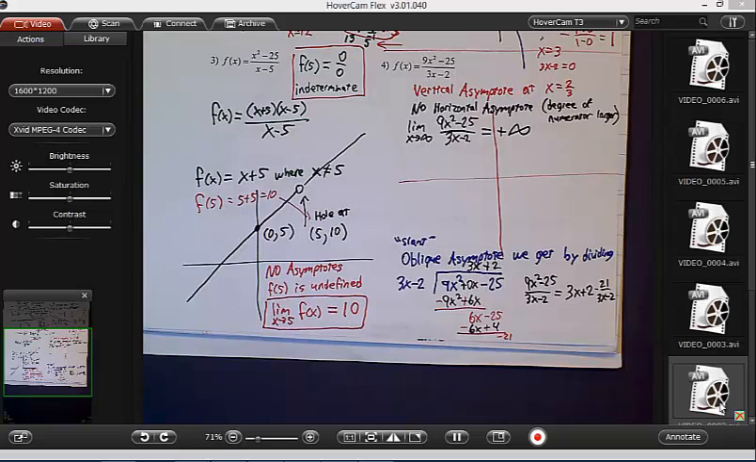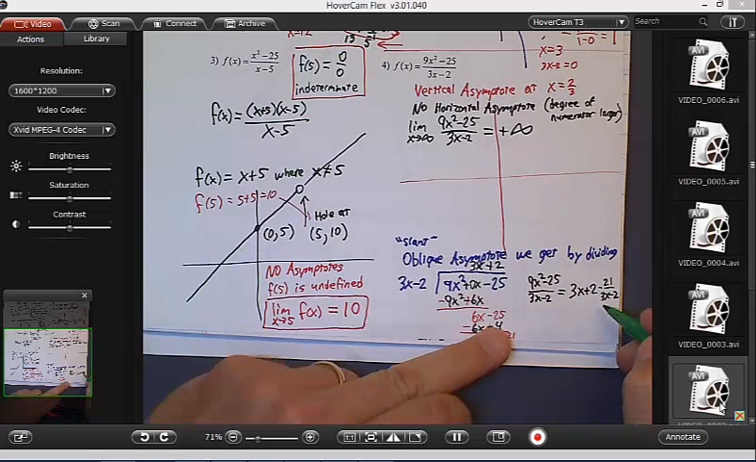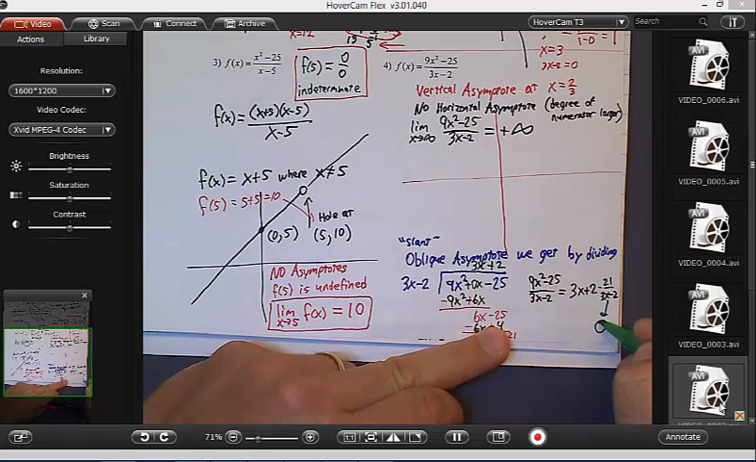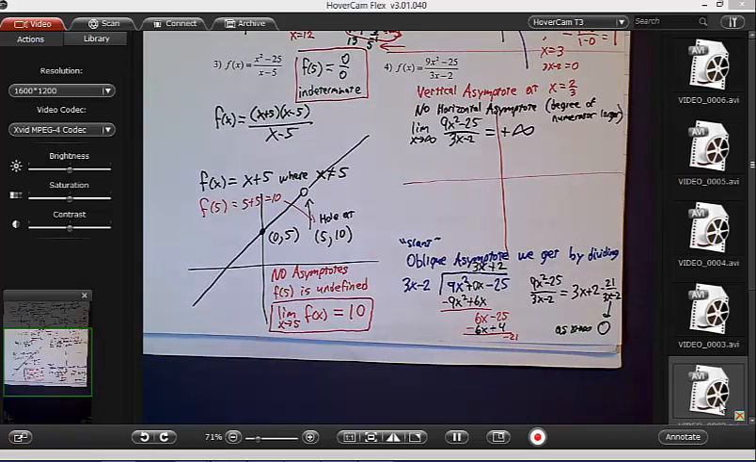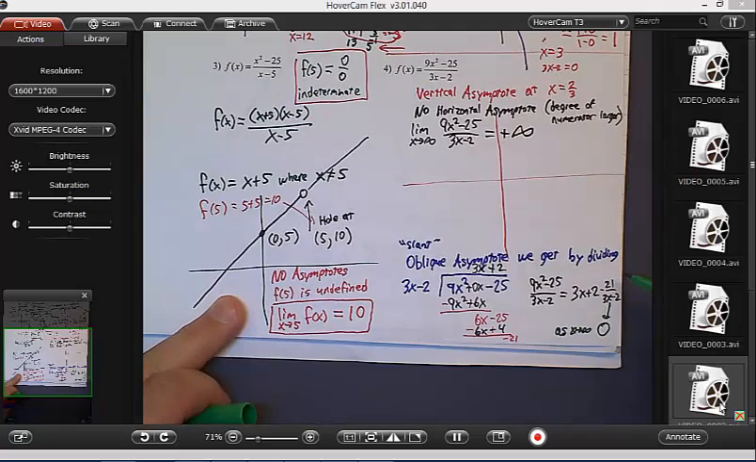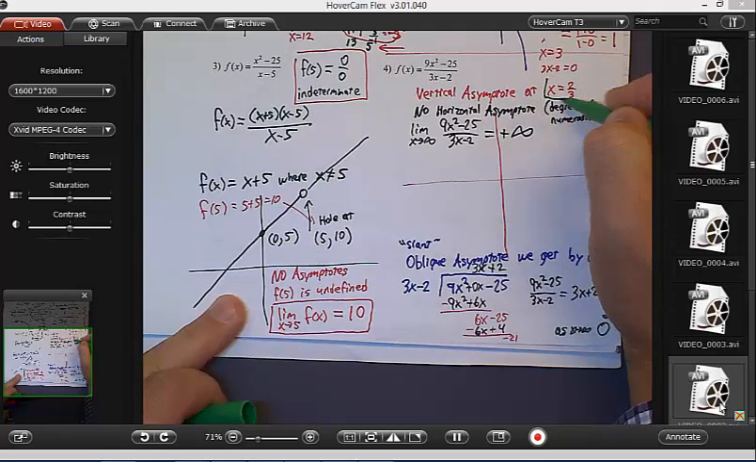And so now I can say what happens when limit, so this piece will go to 0 as x goes to infinity. This piece goes to 0. And so in the long run, the function is basically going to look like 3x plus 2 in the long run. That's a line. So what I could do is I could graph x equals 2/3.